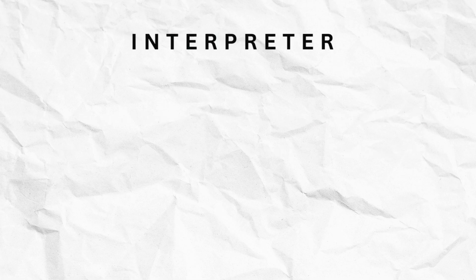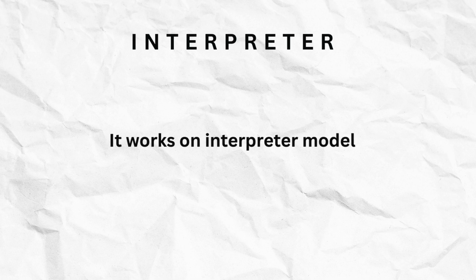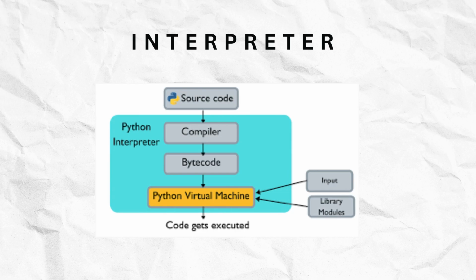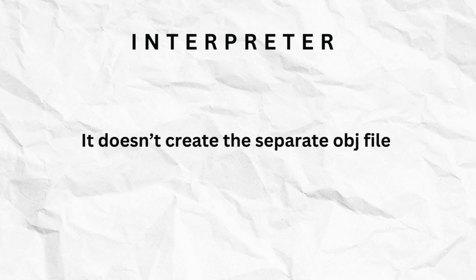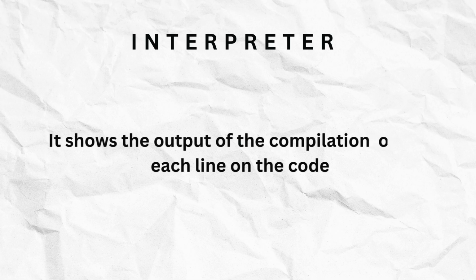Interpreter. It is much different from the compiler. The interpreter works on the interpreter model. It executes our statements of code entirely line by line in series. It doesn't create object code or an executable file to execute this. The interpreter shows errors or warnings whenever they occur while running the code.